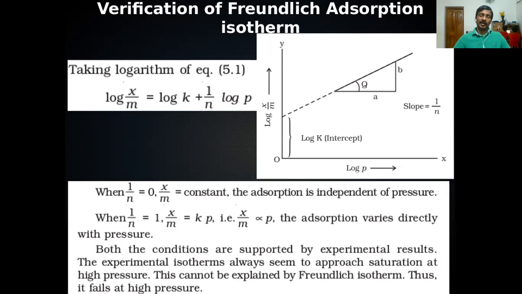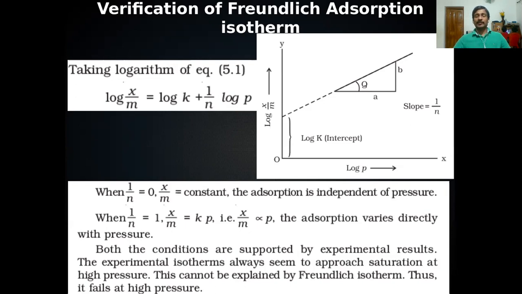If you are getting a straight line, you can say it is verified. And if you are not getting a straight line graph, it is not verified. The slope of the graph will be equal to 1 by n. Experimentally, after determining the values, if you plot this graph, at a low pressure it will be a straight line, but at a high pressure you will not get a straight line.